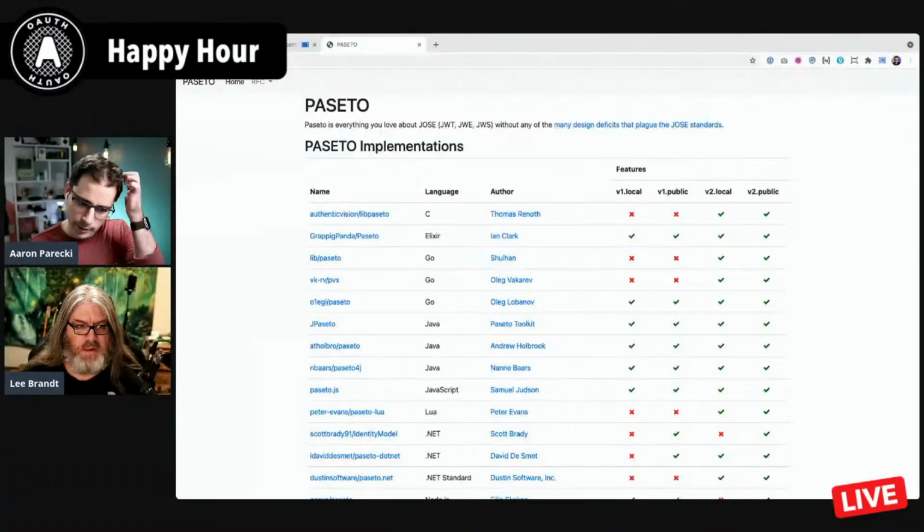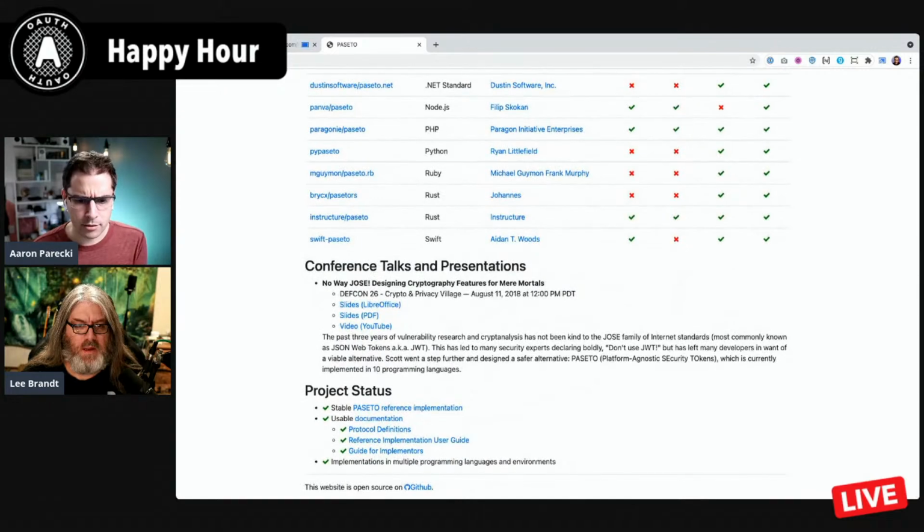I know the Passetto's on Passetto.io, but it looks like the homepage is just all the libraries for Passettos and conference talks and stuff like that. It doesn't really say anything about what it is or what the format actually is. Let's see. Here is the Passetto website. Oh yeah, all the implementations. I thought there was a website that talked about the.